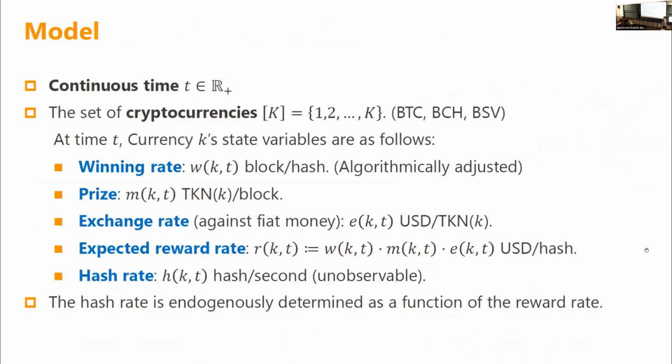Okay, so let me briefly explain my notations. It's a continuous time model, and the set of the cryptocurrencies is denoted by K. The winning rate of cryptocurrency K at time t is denoted by W_Kt, price is M_Kt, exchange rate is E_Kt, and the expected reward rate is, as I explained, the multiplication of these three. After observing this expected reward rate, miners decide how much hash rate to provide. And this hash rate is endogenously determined as a function of the reward rate.